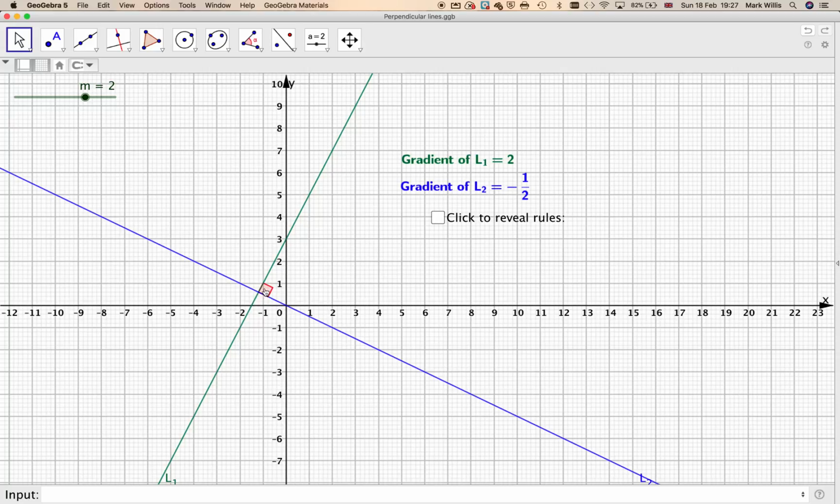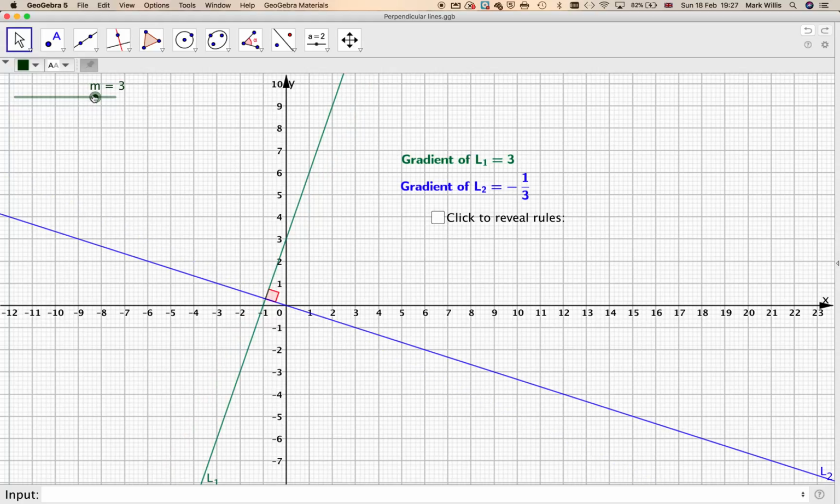But now we will see that the gradient of this line is, for every one along, we go 2 up. So that's a gradient of 2. And for this one, for every 2 along, we go 1 down. So that's a gradient of -1/2. And if we did 3, the same idea happens again.